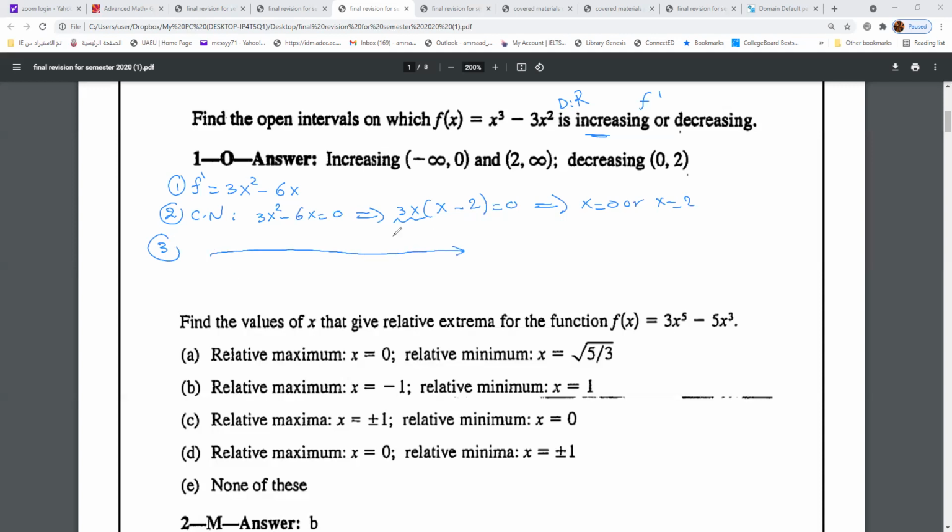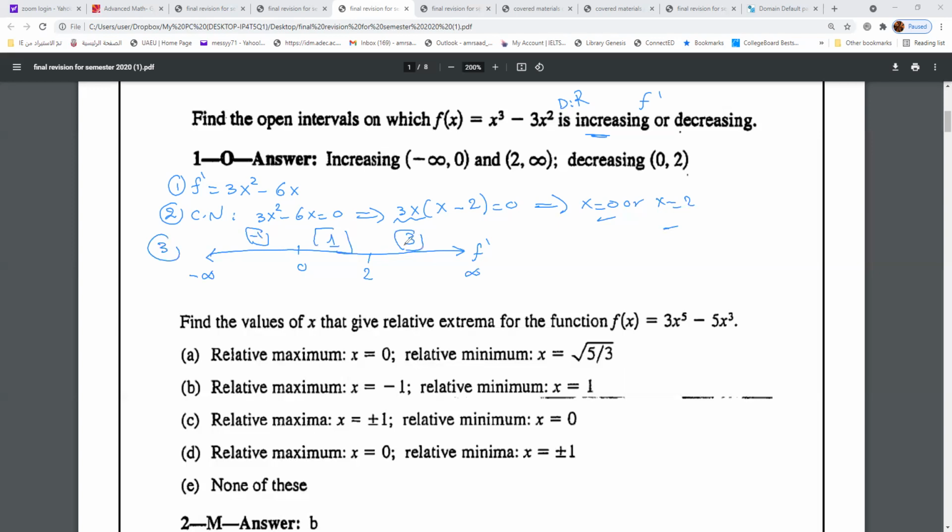Third step, I have to draw a line for the first derivative. Okay, here that is the line, first derivative. What are the critical numbers? 0 and 2. Both of them are included already in the domain. 0 and 2. Here negative infinity, and here infinity. Test values, as you know: here it will be -1, here I can choose 1, here I can choose 3.